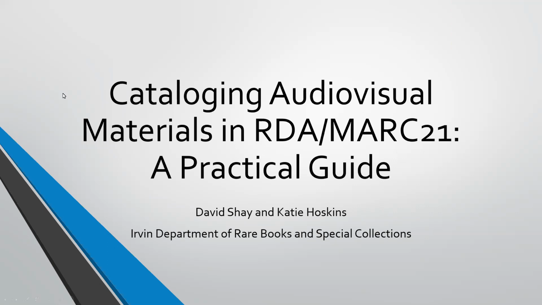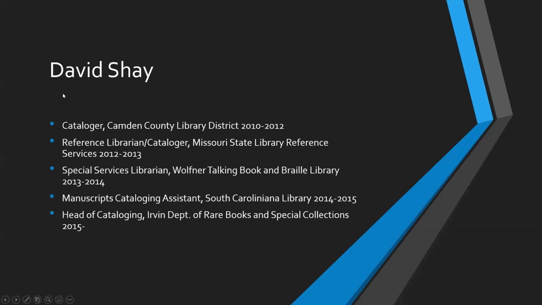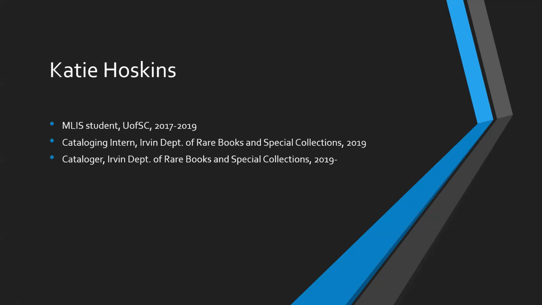All right, so just a quick background on me. I have been a cataloger for about 11 years now at public libraries, government libraries, academic libraries. I've done a little bit of everything, but for the past almost 6 years now, I have been the head of cataloging for the Urban Department of Rare Books and Special Collections here at the University of South Carolina.